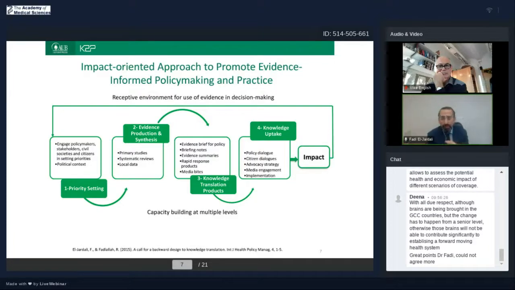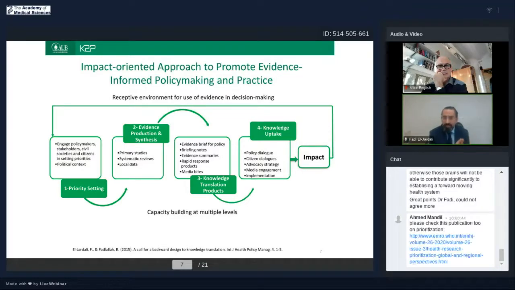Maybe there's a lot of primary research that has been published internationally. We don't need to invest in primary research. Maybe we need to do evidence synthesis. Maybe we need to invest in systematic reviews. Maybe we need to harness the existing systematic reviews.